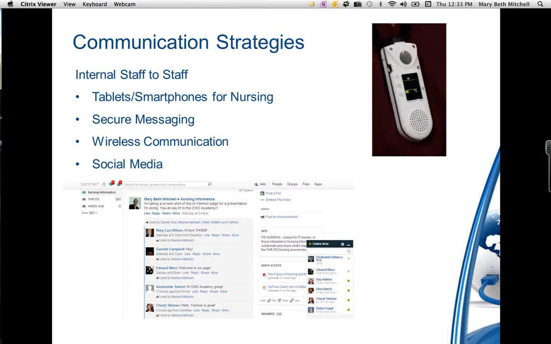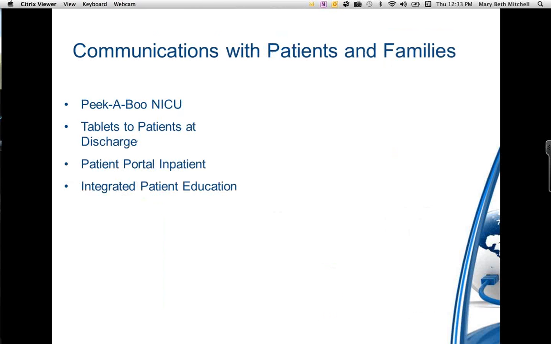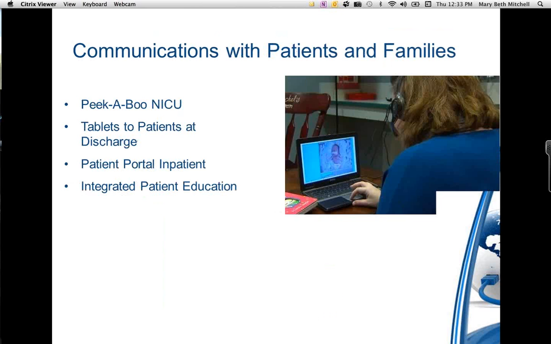Another thing that we use is Vocera. Some of you may have seen these. These are the communication devices that you wear that are wireless, and you can call up any caregiver within your network. And where we're headed is with smartphones and with the secure messaging. There are many different companies that do this, and you can have the apps on an iPhone or a shared device. We also communicate with our patients and families, and I think I've got some pictures here.